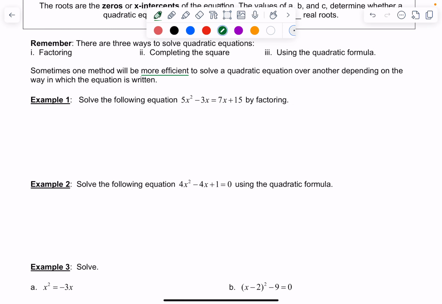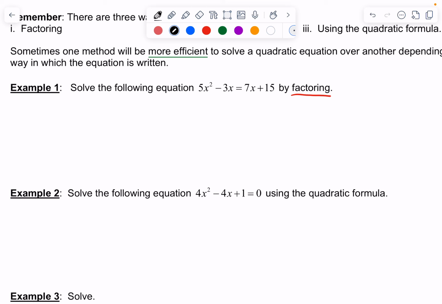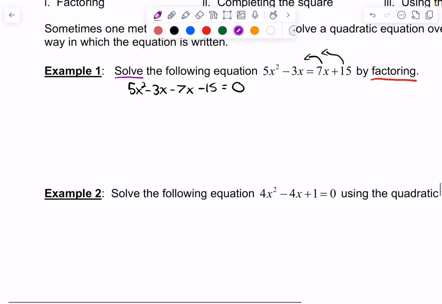So, let's look at example 1. Solve the following equation. And in this case, actually, it's telling us what to do. It's telling us to factor, okay? So let's factor this. At this point, we should be familiar with factoring. So first thing we need to do is get all the terms over to one side. So let's bring this 7x over and this 15 over so that it becomes 5x squared minus 3x. Bringing the 7x over makes it negative 7x. Bringing the 15 over makes it minus 15. And the reason we brought those over is because now we can set it equal to 0. And that's what solving means. We're solving for x values when this is 0.